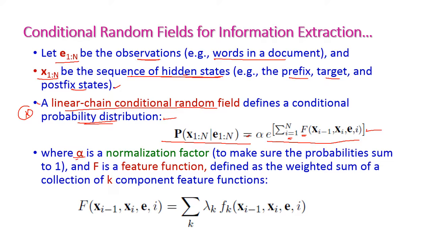Here alpha is nothing but the normalization factor and F is the feature function. This defines the weighted sum of the collection of k component feature functions. So this particular feature function will be represented as the summation over k of lambda k, f k of x i minus 1, x i, e i.